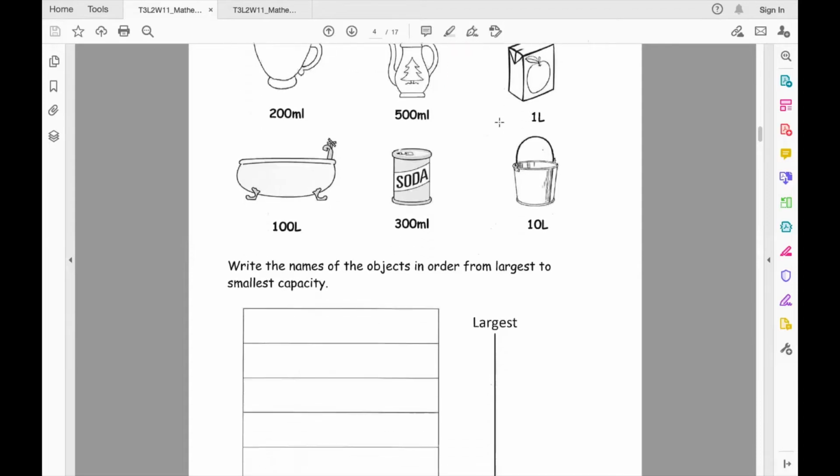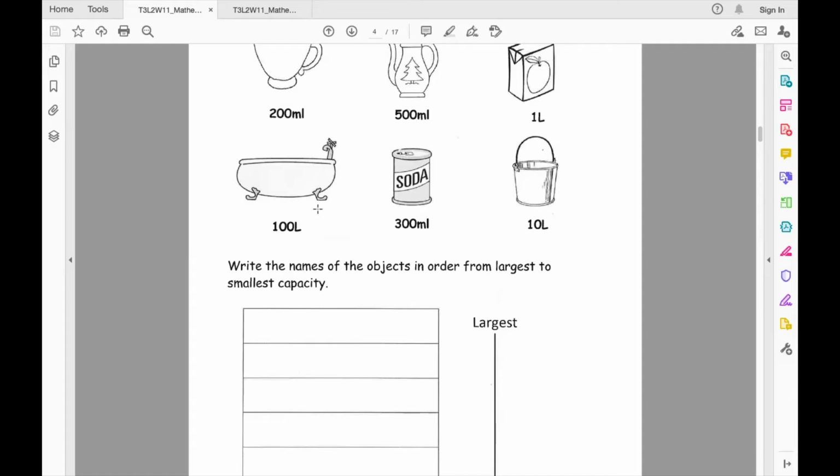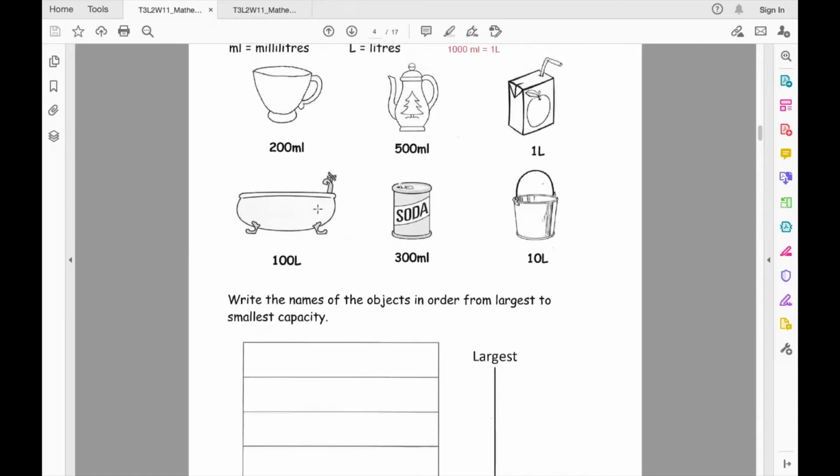Now, what we got to do for this question is write the names of the objects in order from largest to smallest capacity, so how much water or how much liquid they can hold inside. I'm going to help you with the first two. Let's have a look at all these objects and see which one holds the most. Looking at all these, I think the bathtub here would hold more, 100 liters.